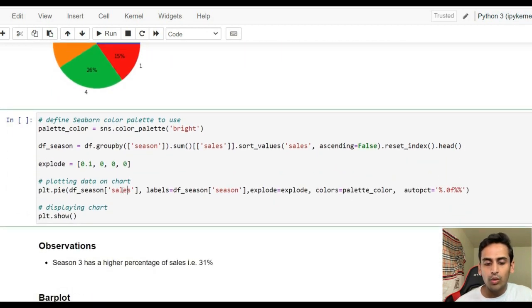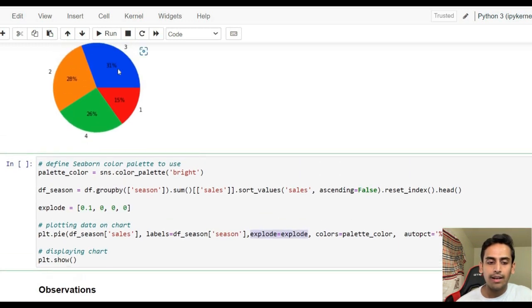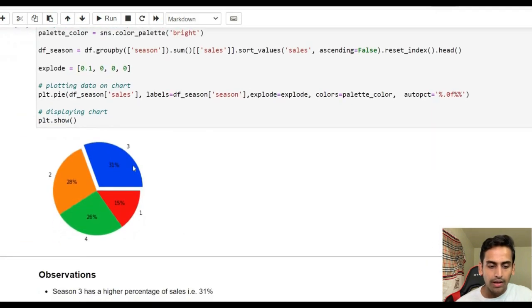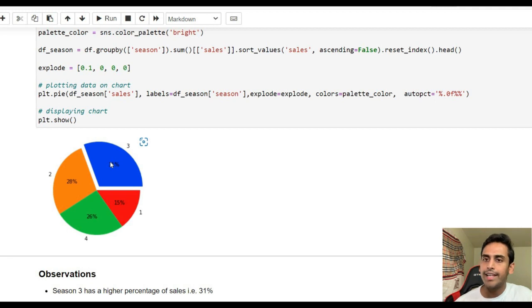Another interesting thing we can do in this pie chart is the explode option. So basically it will highlight my top percentage slice. So explode equal to explode. I'm telling it, hey, there are four slices, and make my first slice 0.1 because the first slice has the highest distribution. And we can see that the slice which has the highest distribution has separated out. So I can easily see that, hey, my season 3 is the highest, 31% sales. So it means out of the total sales, 31% of the sales are coming in season 3.